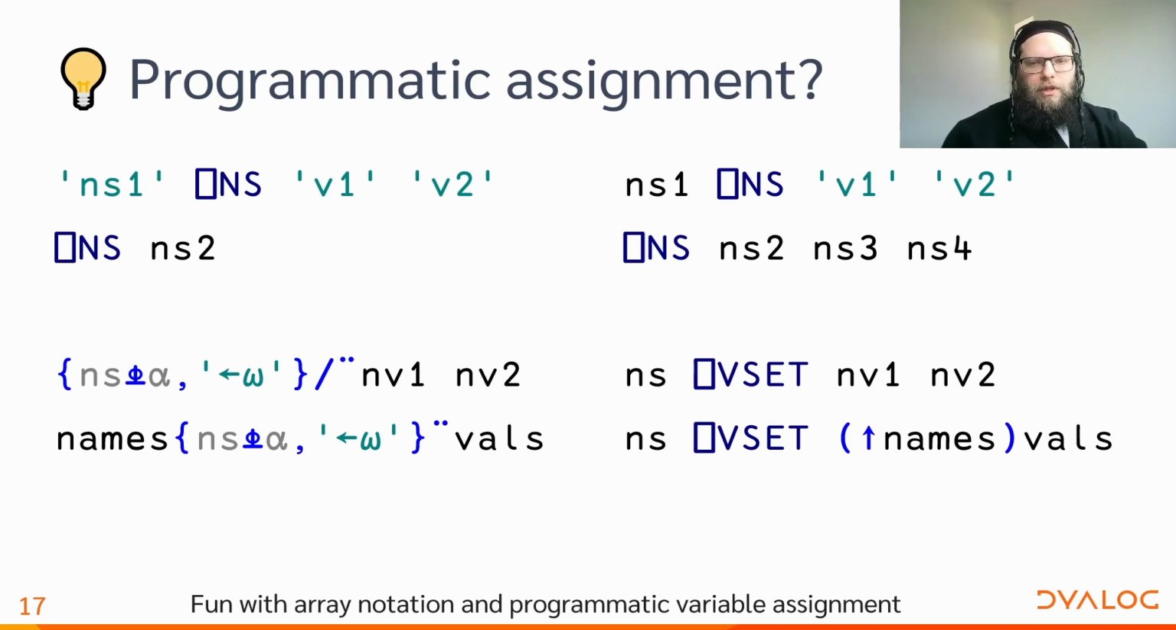And then if you want to create a new namespace with some particular values in it, then you can just use the notation for that. Just open paren, close paren on the left, you get a new namespace, and then you set values inside this new namespace. So this is how we can do it programmatically.